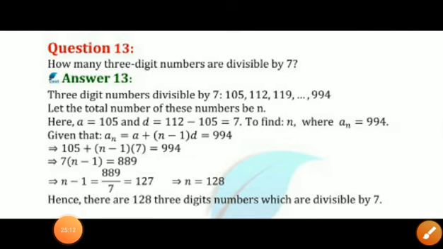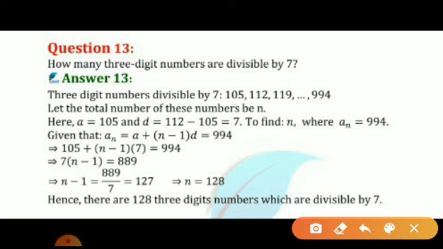Now see the next question. How many 3-digit numbers are divisible by 7? See, a similar question we had done in the previous video. It was a 2-digit number divisible by some given number. Now here it is how many 3-digit numbers. That means I have to find the value of n. How many 3-digit numbers are divisible by 7?